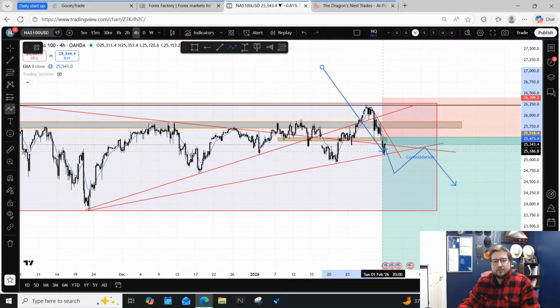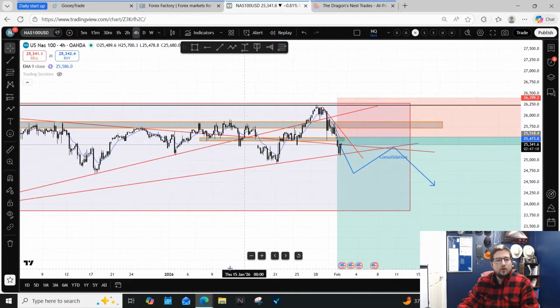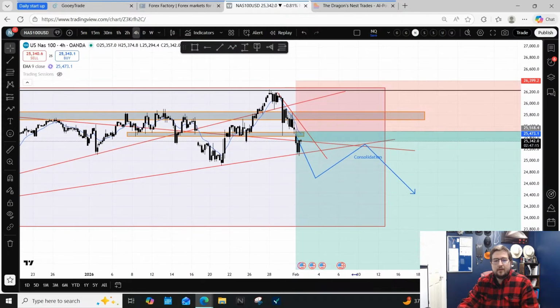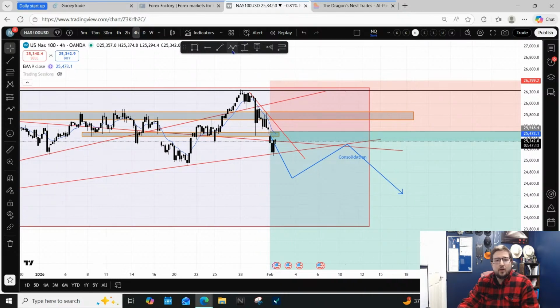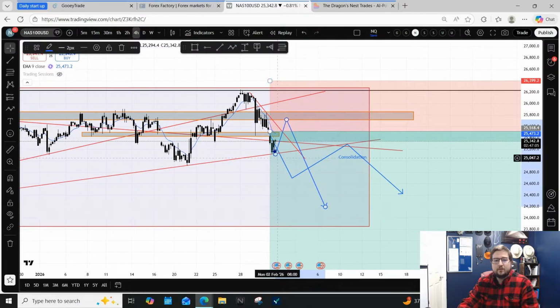So I would be anticipating that little bit of a pullback, creating a 4-hour lower high, and then a continuation to the downside. So I would be expecting price to potentially pull up here to this support resistance zone and then start heading straight down if it doesn't head straight down currently. So that is what I'm anticipating.